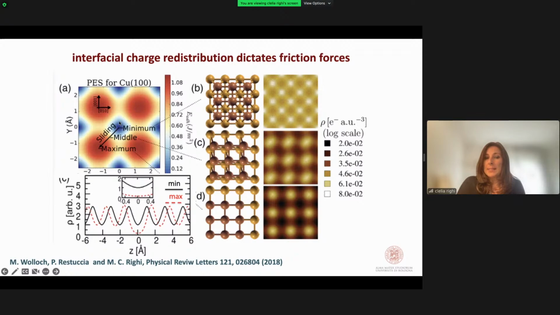amount of charge that is present in the interface when the two surfaces are stacked in such a way that we have a minimum in the potential energy surface. This amount of charge is higher than the amount of charge that is at the interface when the surfaces are on a maximum of the potential energy surface. So when a slider moves on a substrate, there is a charge redistribution during sliding, and this charge redistribution dictates the appearance and the magnitude of the frictional forces, because this is the origin of these minima and maxima, and as I explained before, this feature of the potential energy surface is directly related to the shear strength.